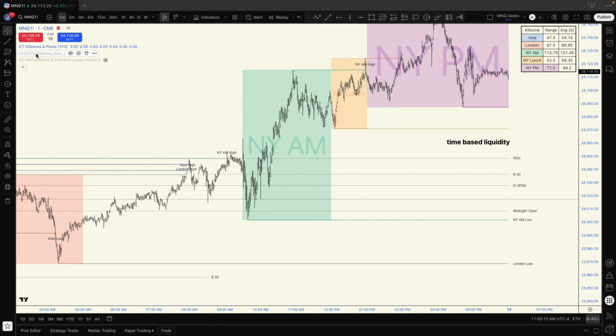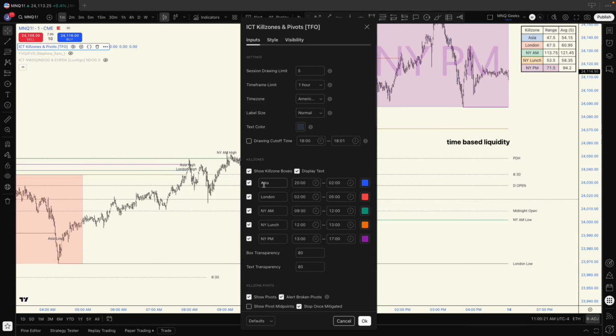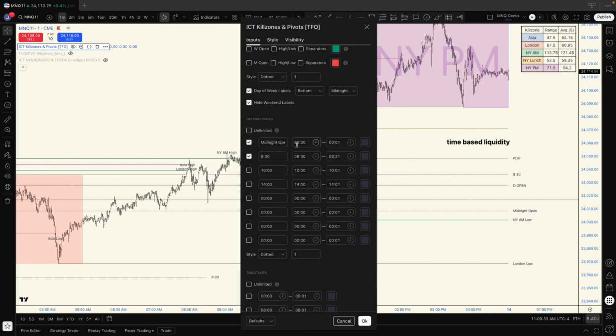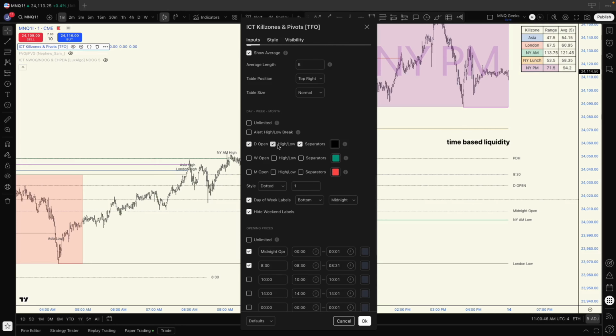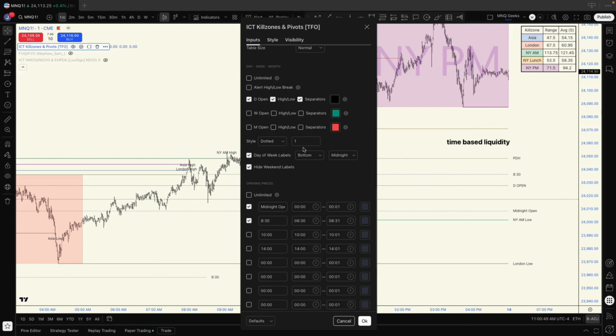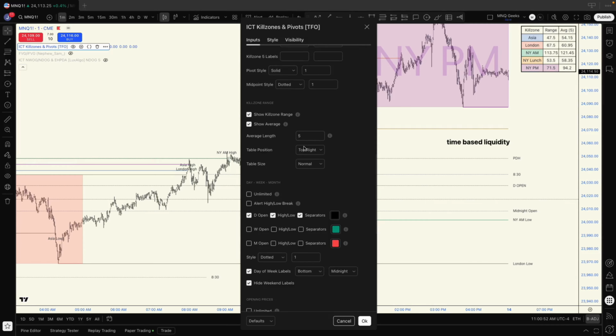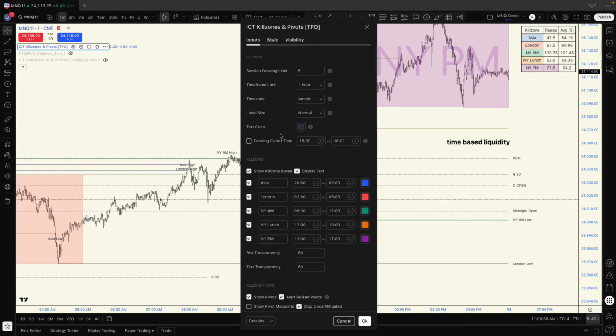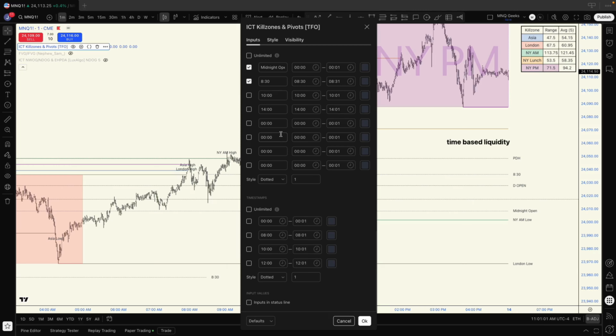So I use this indicator right here called ICT kill zones and pivots. Let's click on the settings for this indicator, and we can look at my settings. Asia, I have 8 to 2. London is 2 to 5. New York, lunch, PM, all that. And then let's go to my key levels. I have midnight open and 8:30. I also have it showing the daily open, the high and low, and the previous day. I don't know where the setting is for that, but it clearly shows PDH and PDL. But all these things are very, very important.